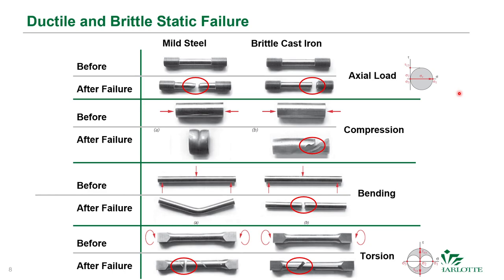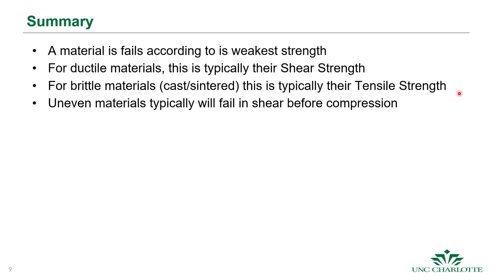Okay, so in summary, material fails according to its weakest strength. For ductile materials, this is typically their shear strength. For brittle materials, this is typically their tensile strength. Okay, for uneven materials, it'll typically fail in shear before it fails in compression during compression tests.